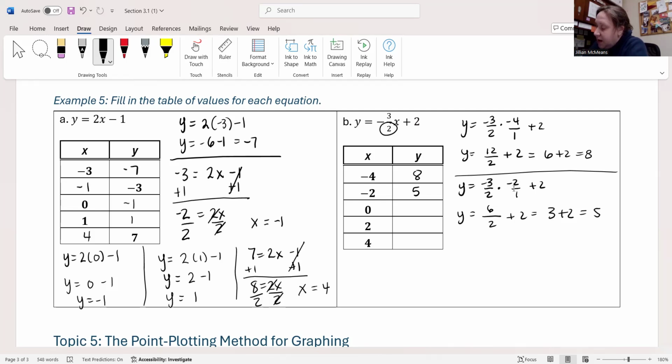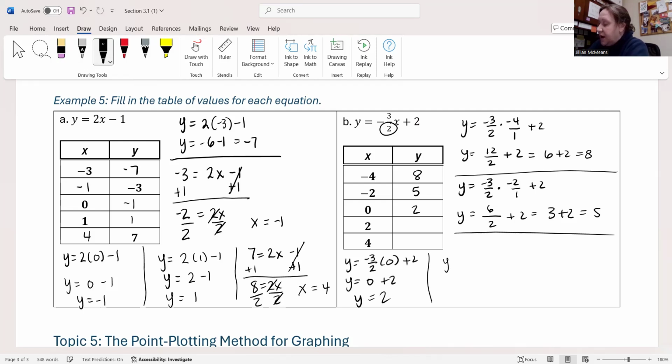This time we're saying x is 0, so I get negative 3 halves times x, which is 0, plus 2. Well, it doesn't matter what you multiply by 0, you're always going to get 0. So 3 halves times 0 is just 0. And 0 plus 2 is 2. Whoops, that's supposed to be equals. Let me fix it.